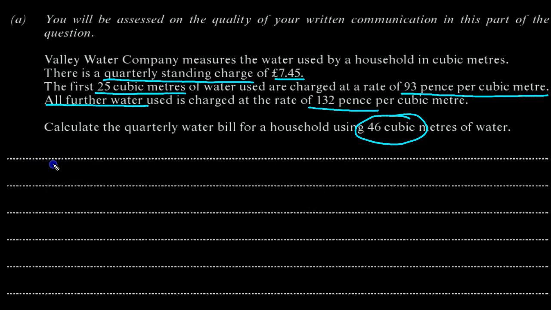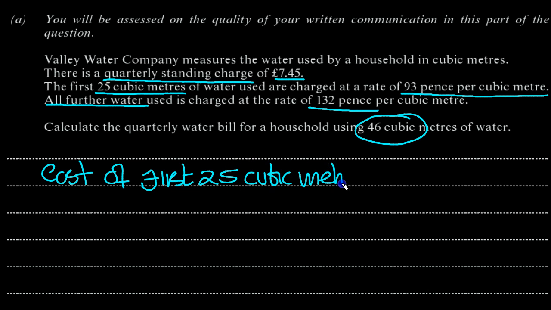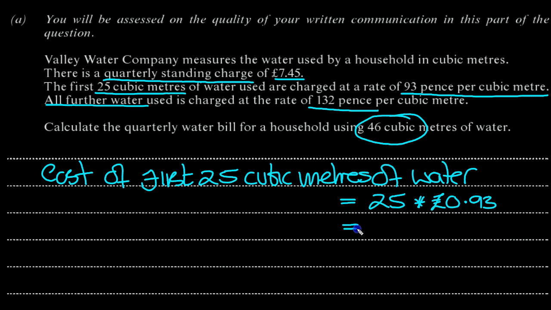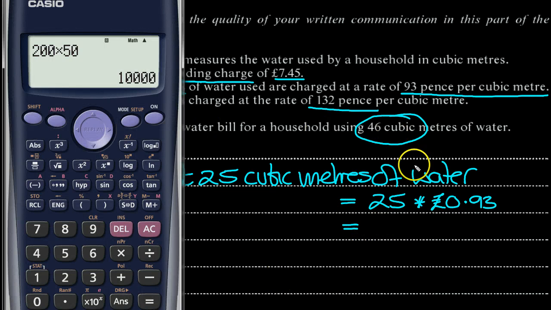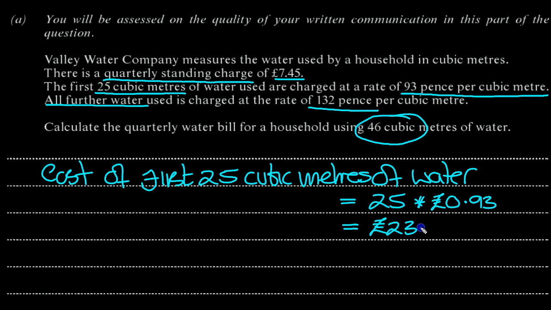So let's have a look at this then. The cost of the first 25 cubic meters, wasn't it? So the cost of the first 25 cubic meters of water is equal to 25, each at 93p, which is 0.93 pounds, and that equals, let's type it in the calculator then. So it would be 25 times 0.93, and that equals £23.25. Okay, so that's the cost of the first 25 cubic meters then.